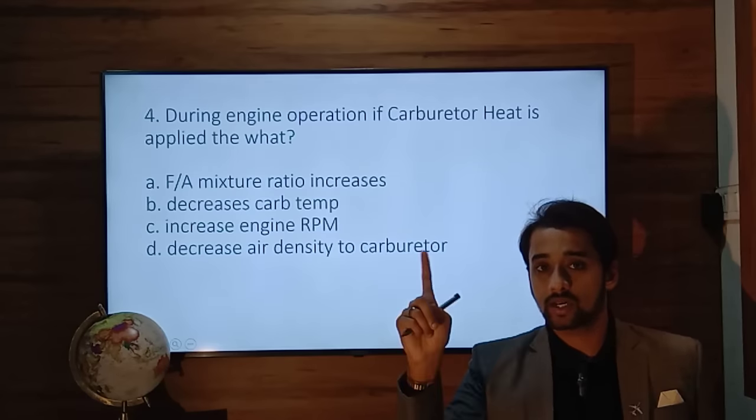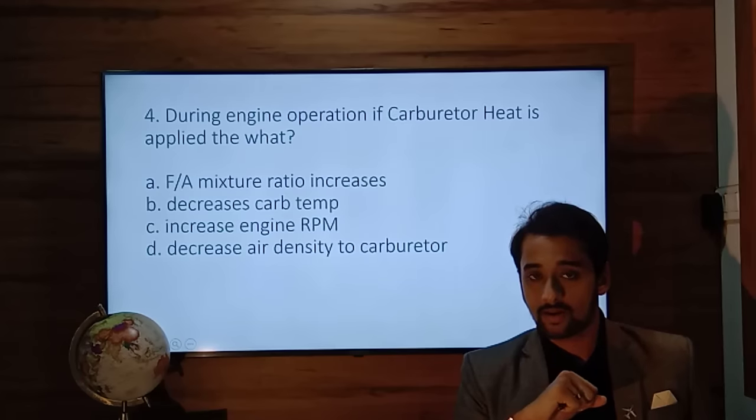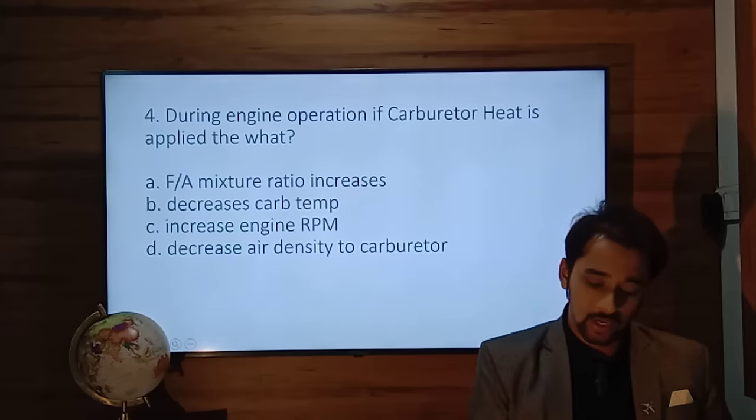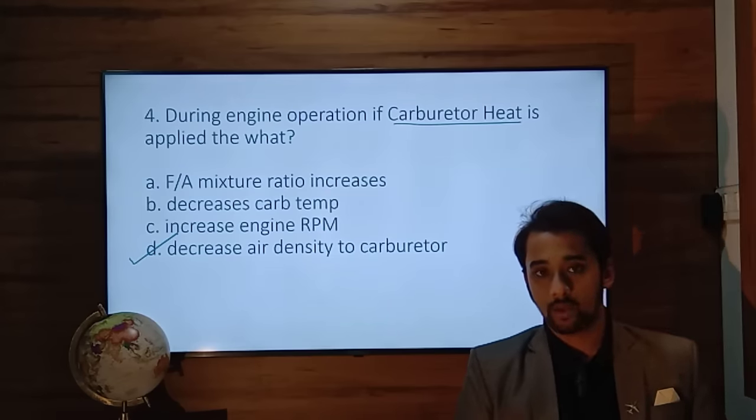So you can see that there is a drop in the engine RPM or engine tachometer. Okay, this is due to less air density. So carburetor heat, the correct option will be delta, decrease air density to carburetor.